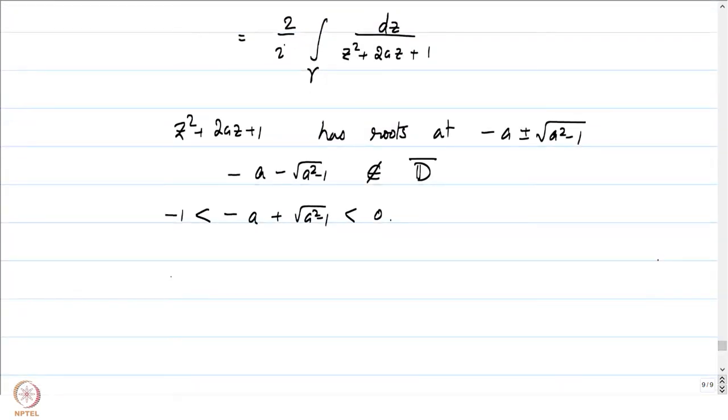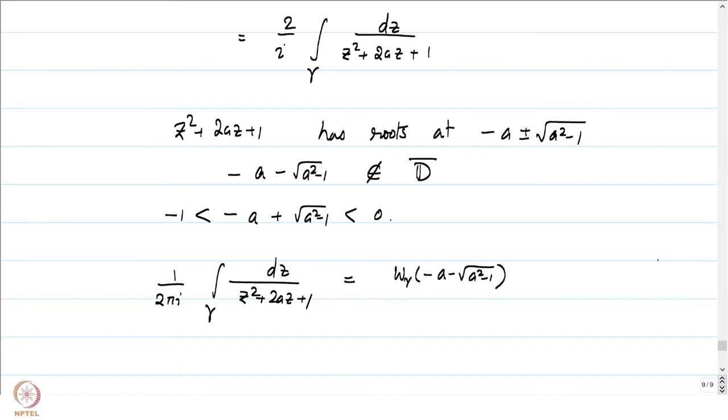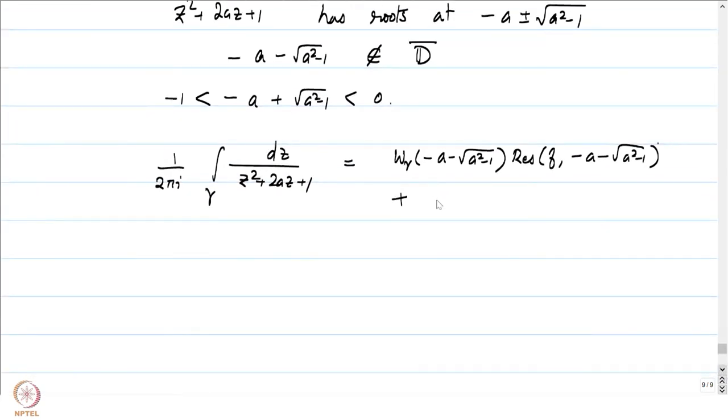And by the residue theorem, what we will be able to conclude is that 1 by 2 pi i times the integral over gamma dz by z square plus 2az plus 1, if you look at this particular integral, is going to be equal to w gamma of the first point, minus a minus square root of a square minus 1, times the residue of f at the point minus a minus square root of a square minus 1, plus w gamma of minus a plus square root of a square minus 1 times the residue of the function f at minus a plus square root of a square minus 1.